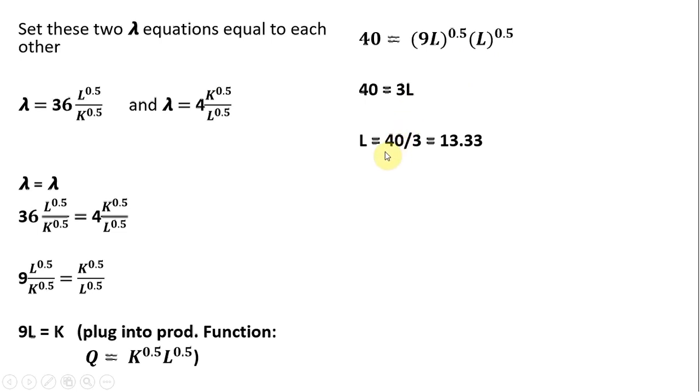Dividing through by 3, L equals 13.33. I'm going to take this 13.33 here and plug it into this equation over here. So K equals 9 times L, so K equals 120. That's our cost minimizing input choice.